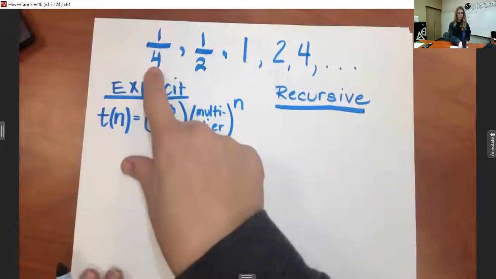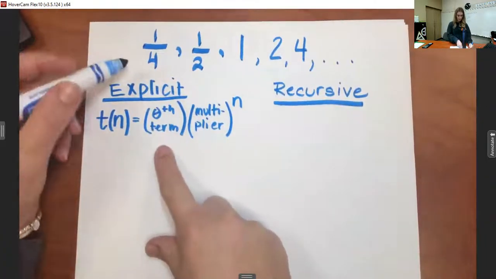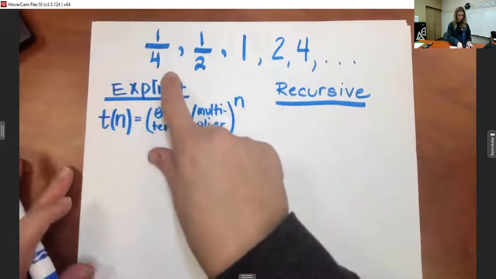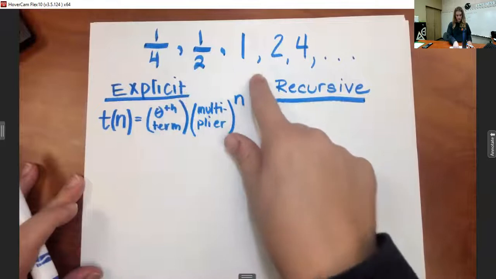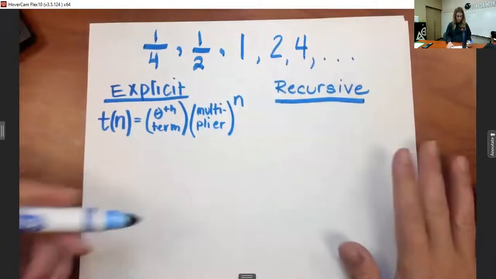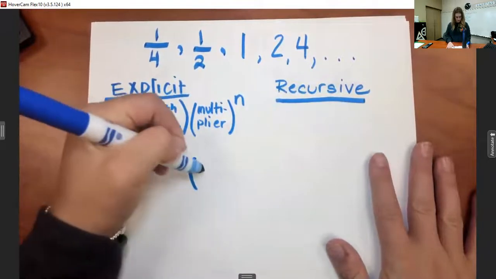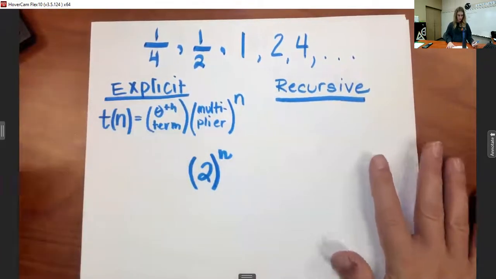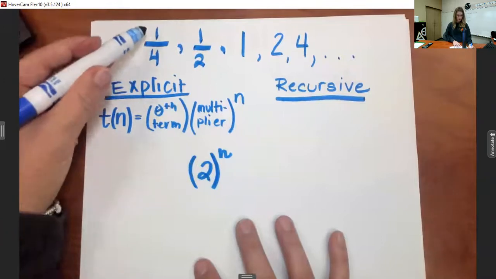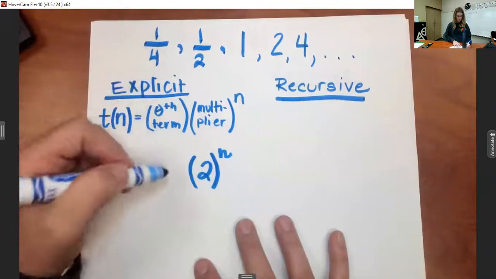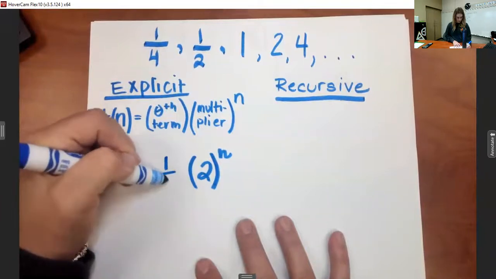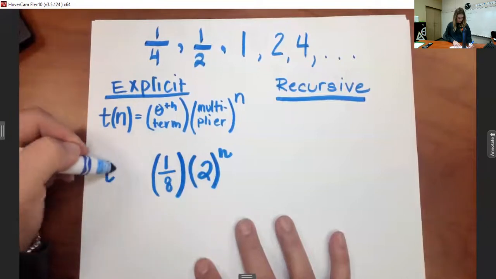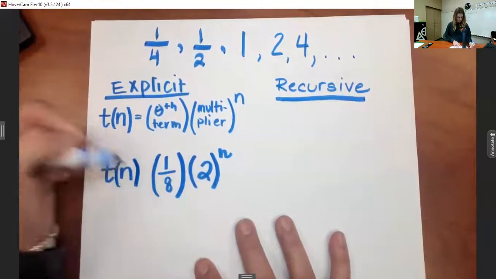Okay, so if this is our first term, our 0th term would have to come before it. So maybe I need to know my multiplier or my common ratio first. So let's follow the pattern. 1/4, 1/2, 1, 2, 4. Looks like my multiplier is 2 because it's doubling each time. Okay, and my 0th term would have to be before this. So I would have to divide 1/4 by 2, which would be 1/8. And that is the explicit formula.